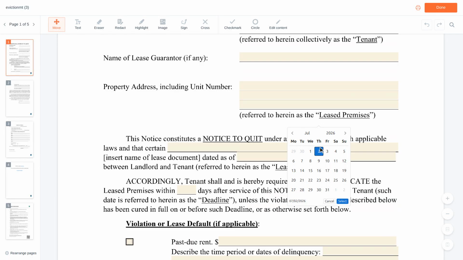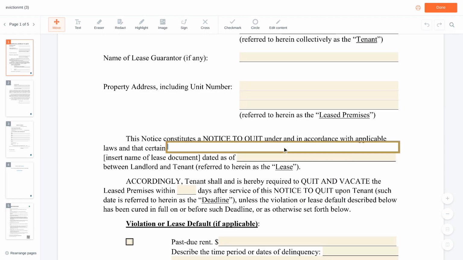Now the terms. Name the lease document you are enforcing and its date. Here a residential lease agreement dated June 1, 2023. The next blank, the number of days the tenant gets, is set by your state's law. We cover it in the requirements in a moment, so fill it in after checking that.